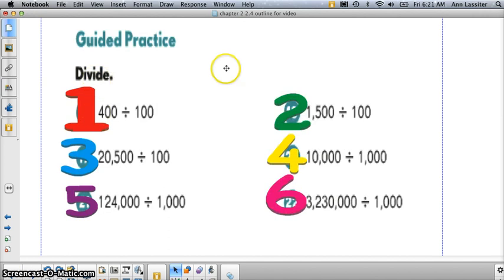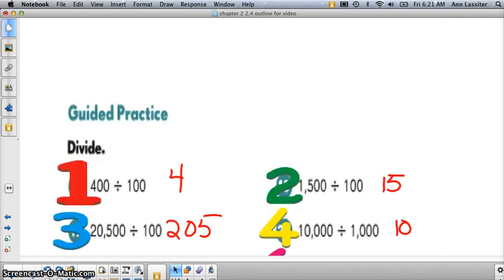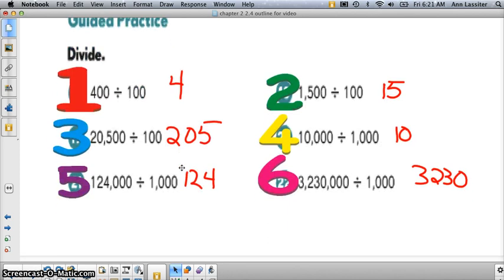On the next page, again, I'd like you to try these 6 somewhat simple problems and see if you understand the concept of division by 100 and divide by 1,000. So again, go ahead, pause the video before you move on. And check your solutions with the solutions provided. Hopefully, I didn't make any mistakes.